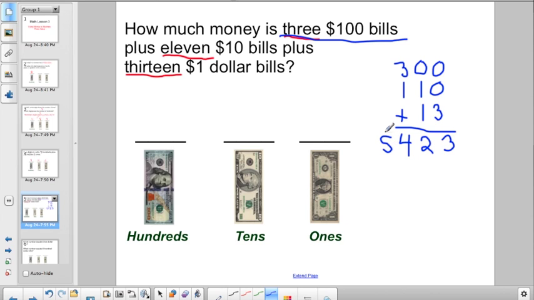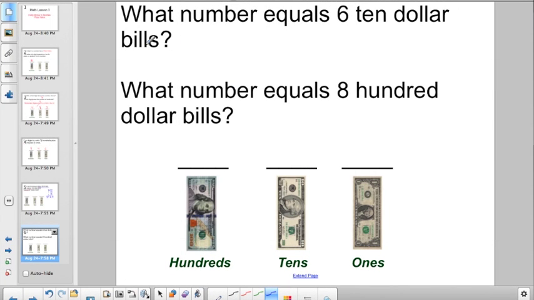And please don't forget to put in your dollar sign, okay? Let's keep moving. Check this out. What number equals 6 $10 bills? Well, that wouldn't be too tough. If I had a 6 right here and I count up by tens, you should be able to know 6 $10 bills. That would be $60, right? 10, 20, 30, 40, 50, and 60 if you had to count it up.